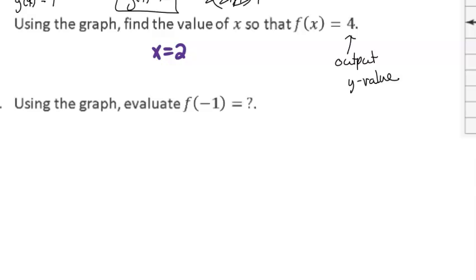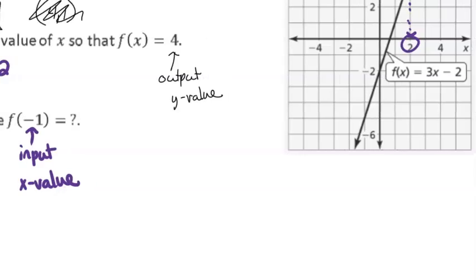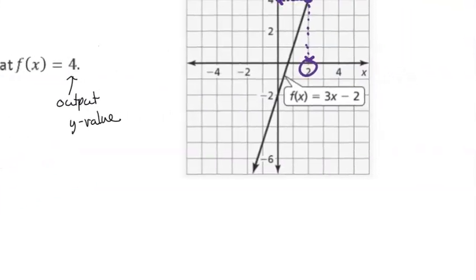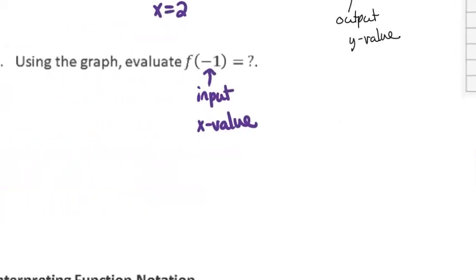All right, look at this one. Using the graph, evaluate this, f of -1. See how the -1 is in the parentheses? That means it's the input, which means it's the x value. So what it's saying is, use the graph. When the x value is -1, what's the output, or what's the y value? So come over here and look for an x value of -1. That's here. All right, this one has an x value of -1 right here. And so what's its y value? You just look over here. Its y value is -5. So what that tells me is f of -1 equals -5.